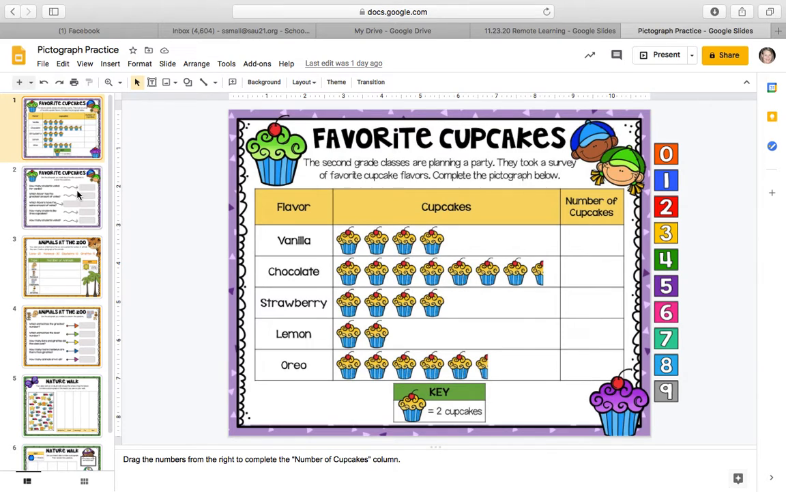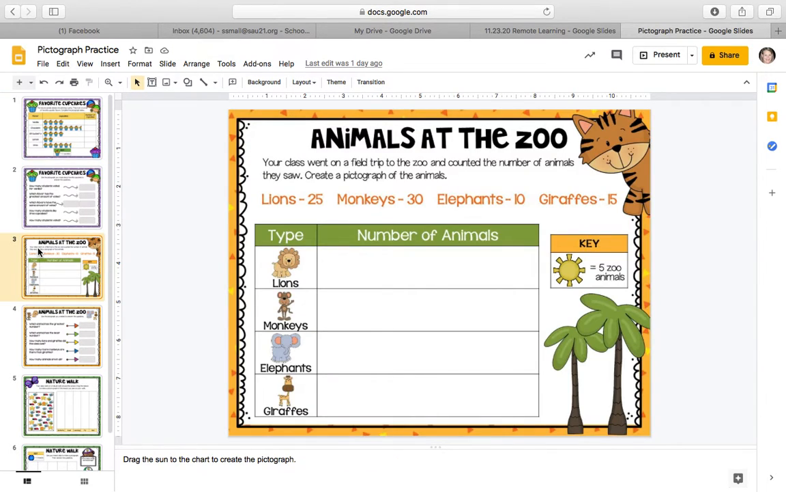Once you've completed those graphs, you're going to do another graph. This time you don't have the symbols, you need to make it. You have the data up here. There are 25 lions, 30 monkeys, 10 elephants, and 15 giraffes. Each sun symbol means 5. So you're going to have to complete this graph by showing how many symbols you would have.